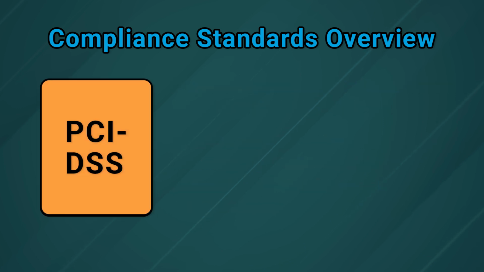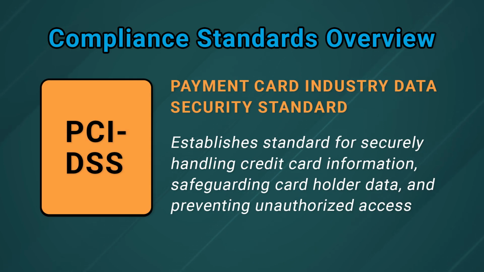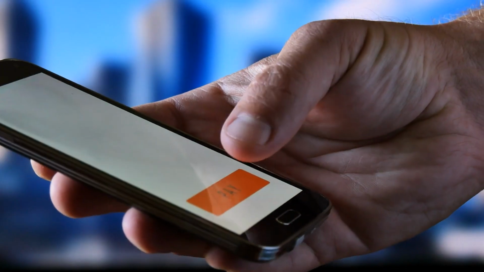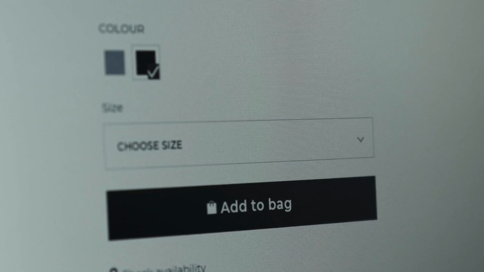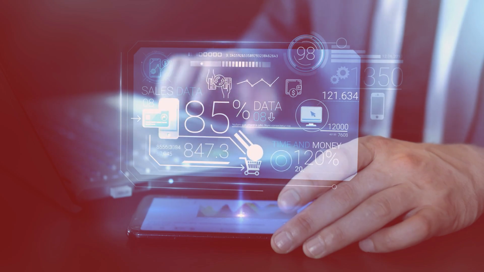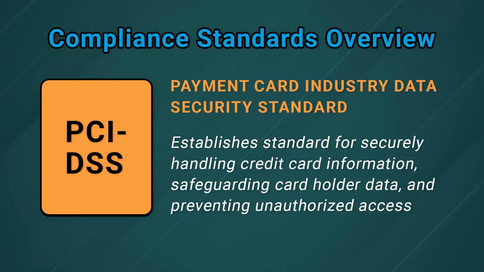Then we have PCI-DSS, Payment Card Industry Data Security Standard. It establishes standards for securely handling credit card information. Now this is very important these days when payments are going digital, everything is going digital. It is convenient for sure, but at the same time it might put customers at risk if you are not handling the data properly. So the regulatory bodies have come up with this Payment Card Industry Data Security Standard, wherein you will have to make sure that you are securely handling the credit card information, safeguarding cardholder data and preventing unauthorized access. Because if you are taking access to somebody's bank account, you are highly responsible.